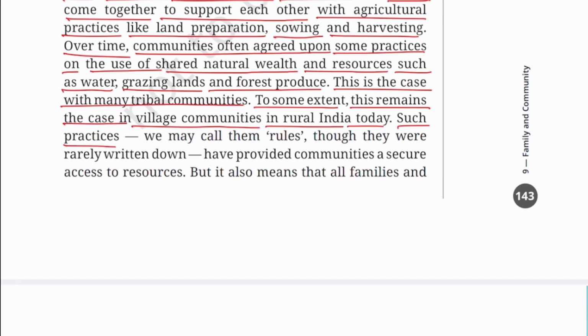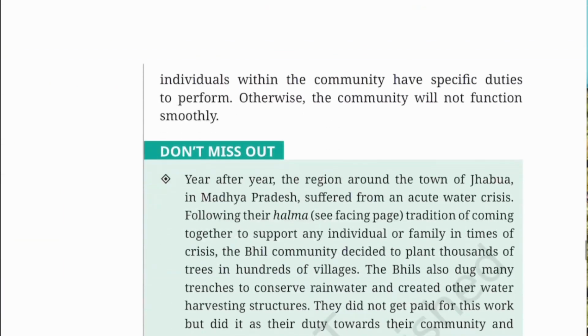Such practices, we may call them rules, though they were rarely written down, have provided communities a secure access to resources. But it also means that all families and individuals within the community have specific duties to perform. Otherwise, the community will not function smoothly.